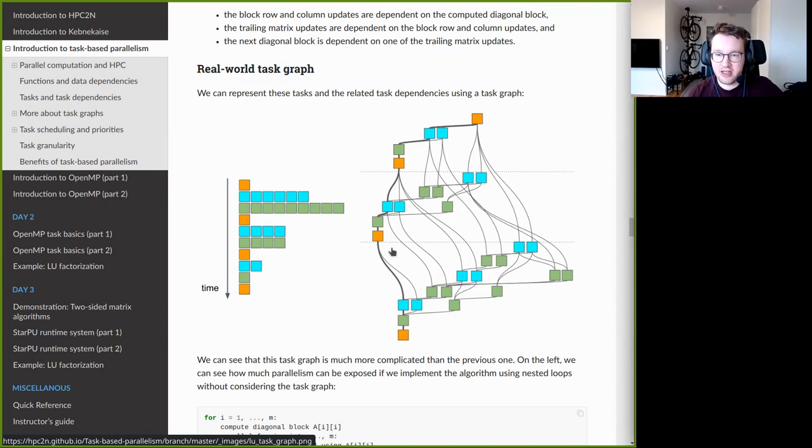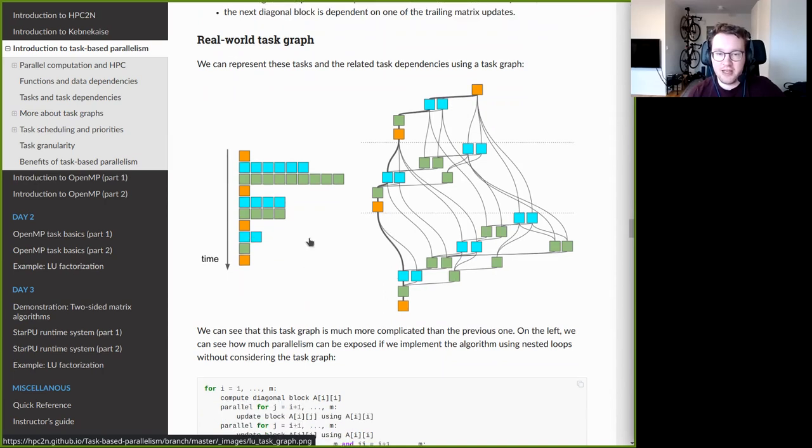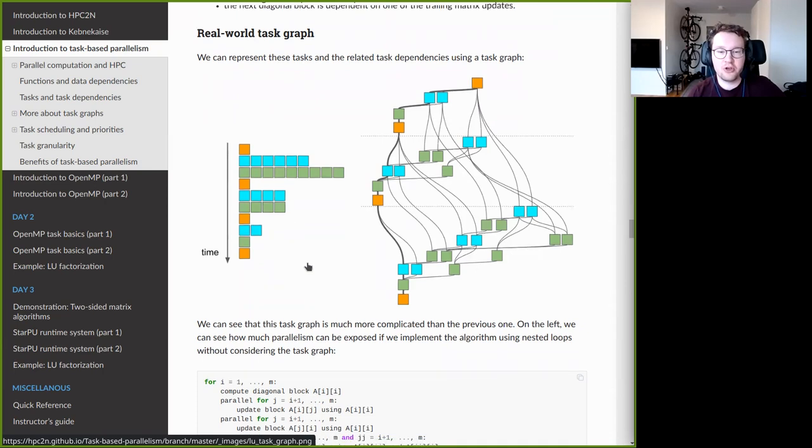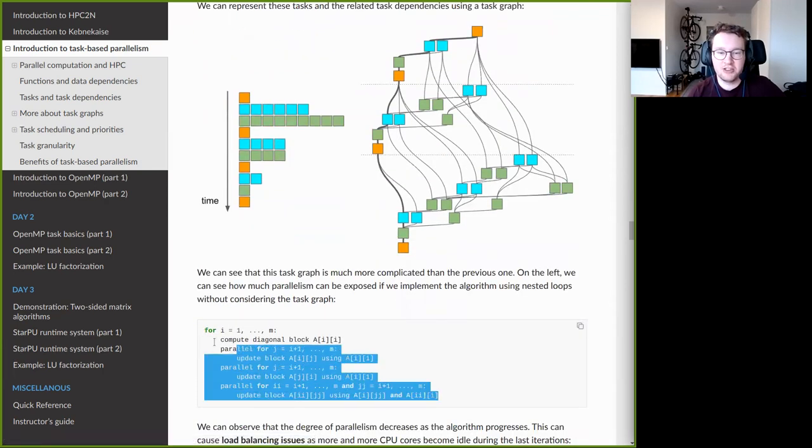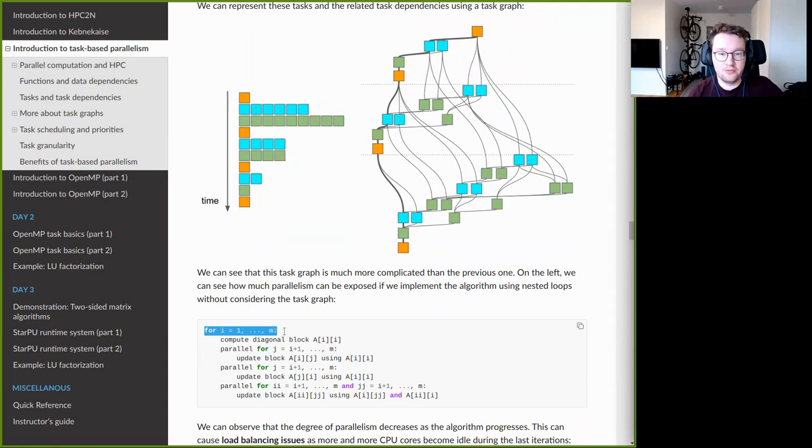But again, it starts to get really complex really quickly. On the left, you can see what you would have if you instead implemented the algorithm in a non-task-based manner. So you would have something that looks like this. You have a for loop that loops over, and every time you compute the diagonal block here, and then you go and update the block rows and the block columns, and then you go and update the trailing matrix. And every time you have to compute the entire loop here before you can move on.